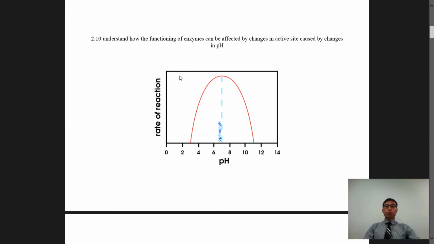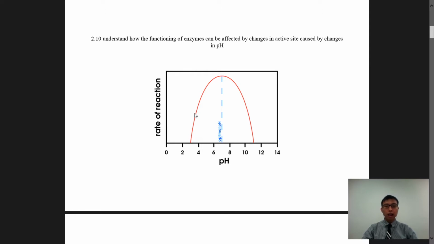So let's look at the first one. To understand the function of enzymes, which can be affected by the changes in the active site. Okay, now here we have a graph. So this is the rate of reaction versus the pH graph, okay? And you can see that for this enzyme, the optimum pH is around pH 7, okay?